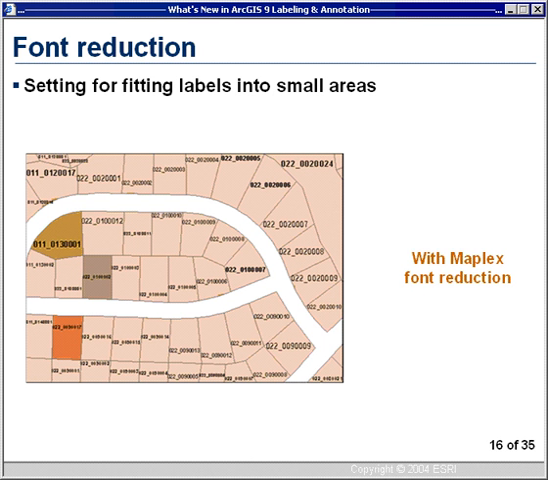The font reduction functionality really helps in fitting labels into small areas, as you can see here in the graphic that used font reduction. For all of the labels, it's clear to see what block they represent.